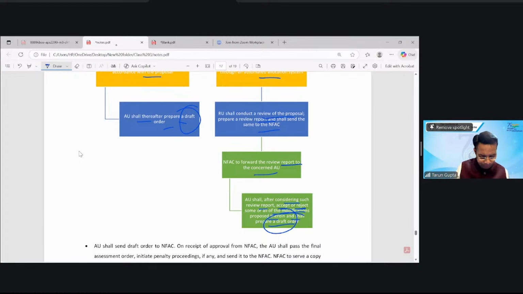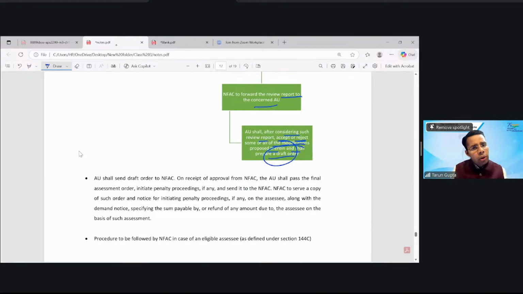So finally, whether after referring to the RU or without referring to the RU, the AU shall prepare a draft order. The AU shall forward the draft order to NFAC and NFAC shall confirm it and then the AU shall pass a final order and initiate a penalty proceeding also, if any. And send this final order and the initiation of penalty proceeding to NFAC, who will send it to the assessee along with a demand notice specifying the sum payable.